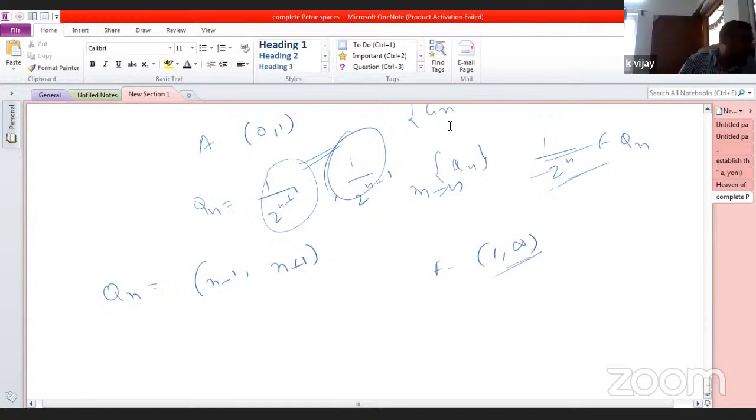The open cover of a subset of a metric space contains a subcover. What is a subcover? G alpha, i = 1 to n.